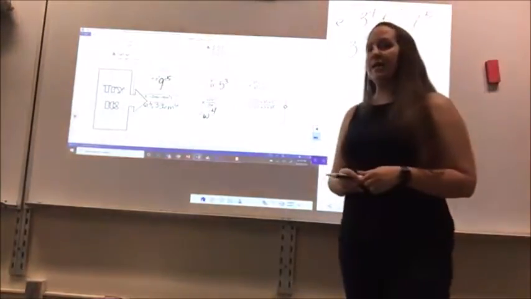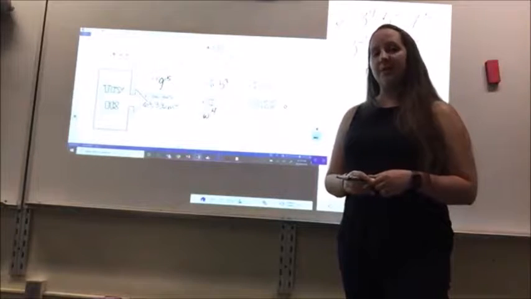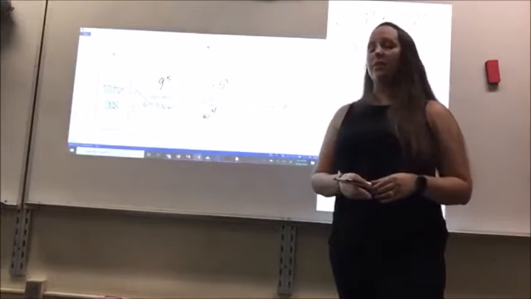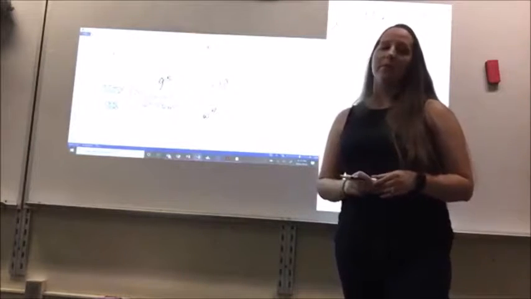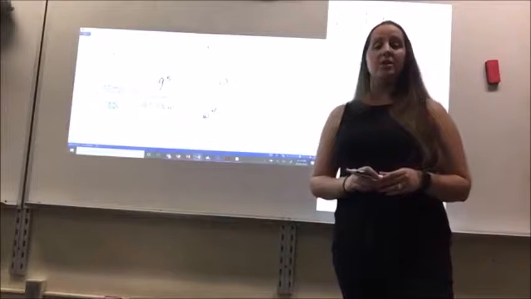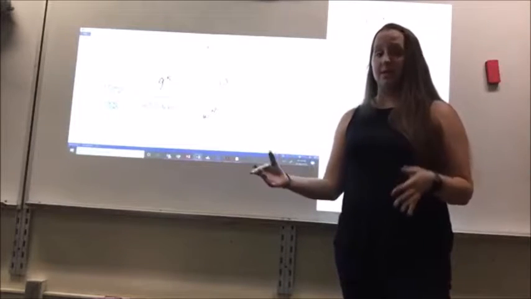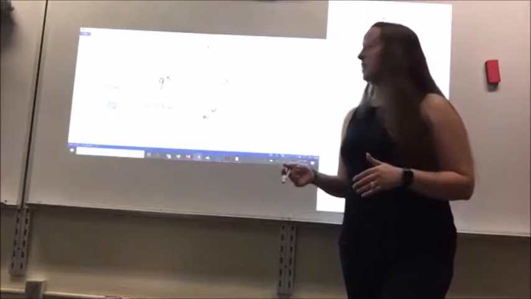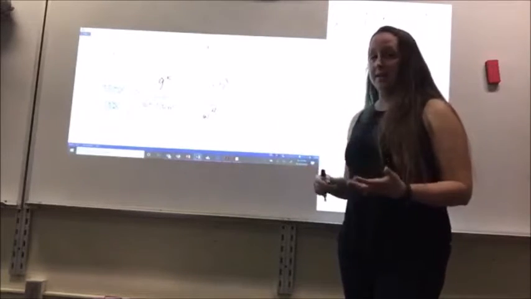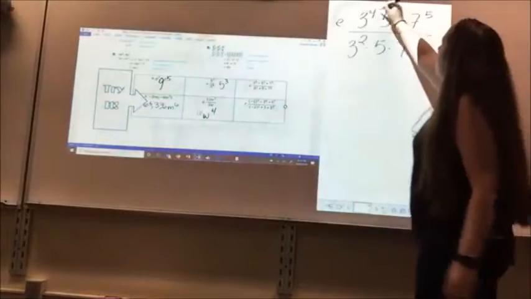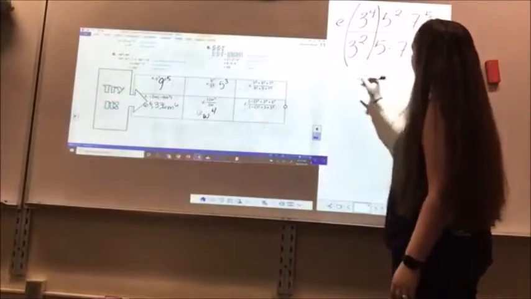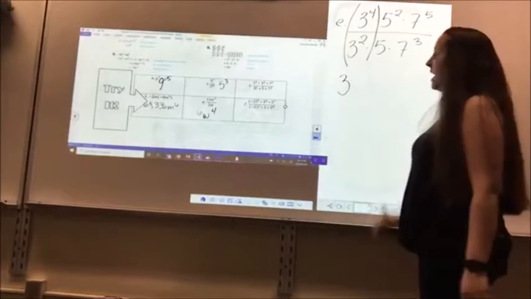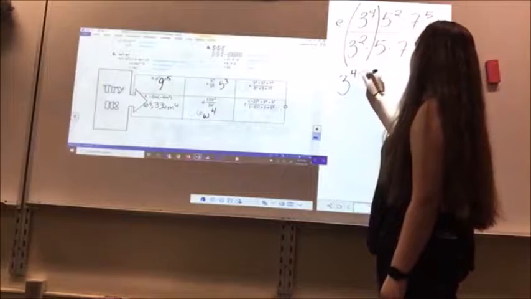All right, letter E says 3 to the 4th times 5 squared times 7 to the 5th, all divided by the quantity 3 squared times 5 times 7 cubed. So again, what I want to do is go ahead and separate where my bases are. So let's look at each one of the bases. I have 3 separate bases, 3, 5, and 7. So my first base of 3, I have 3 to the 4th divided by 3 squared, which is really like saying 3 to the 4 minus 2.